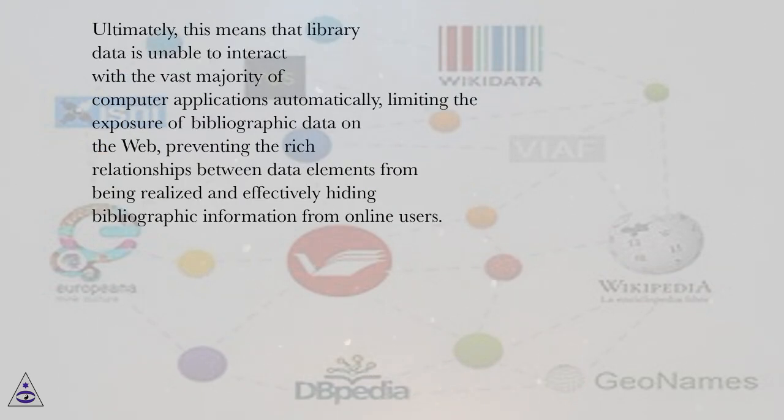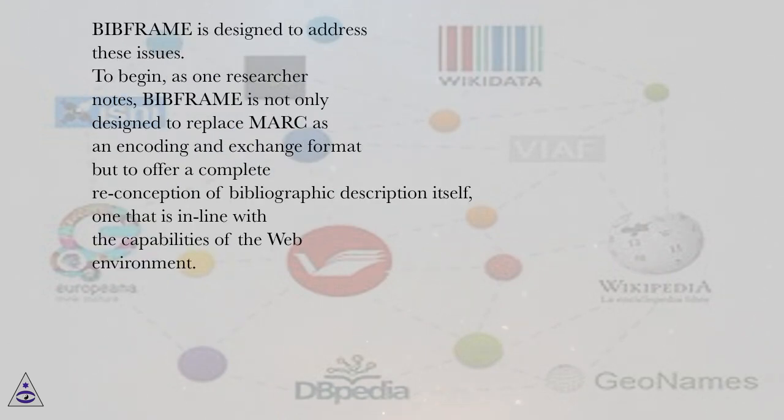Ultimately, this means that library data is unable to interact with the vast majority of computer applications automatically, limiting the exposure of bibliographic data on the web, preventing the rich relationships between data elements from being realized and effectively hiding bibliographic information from online users. BIBFRAME is designed to address these issues.